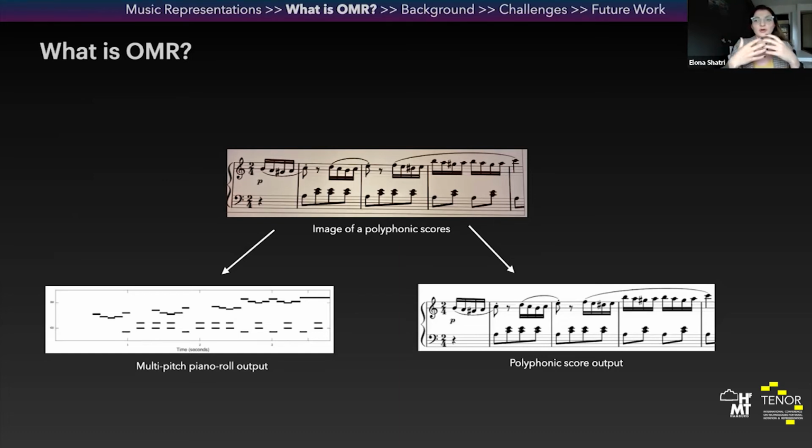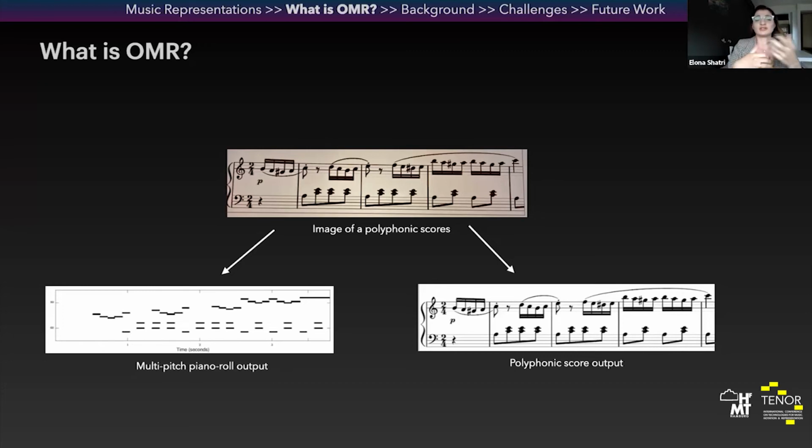OMR has previously also been called optical character recognition for music. However, music scores carry much more information in a more complex structure, with an ordered sequence of music symbols together with their spatial relationships. In contrast, OCR deals with sequences of characters and words that are one-dimensional.